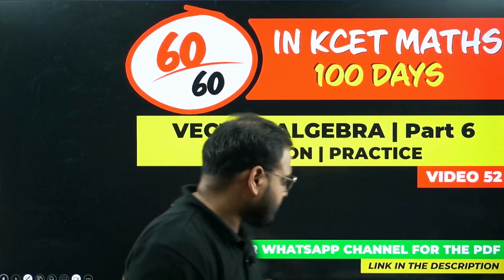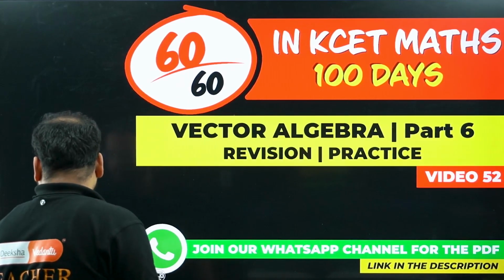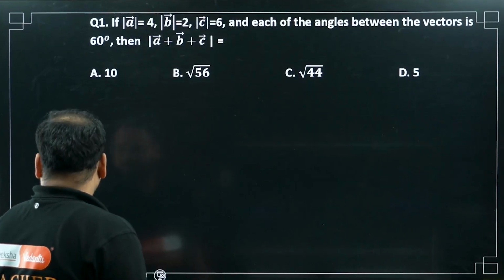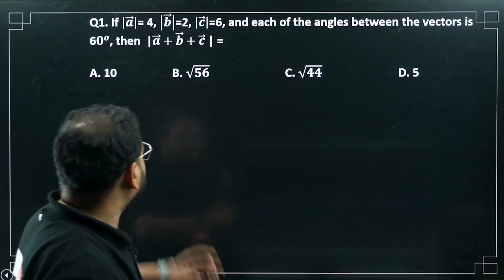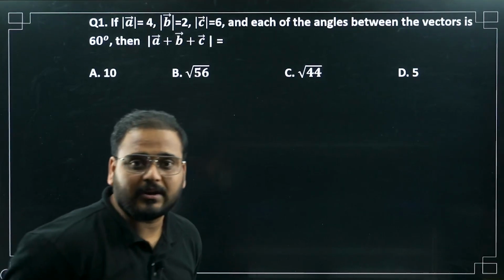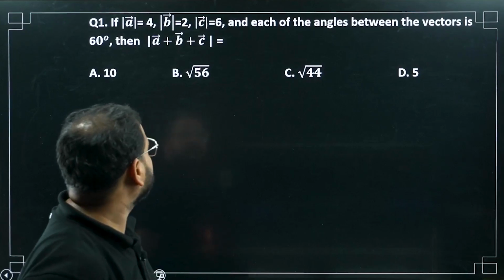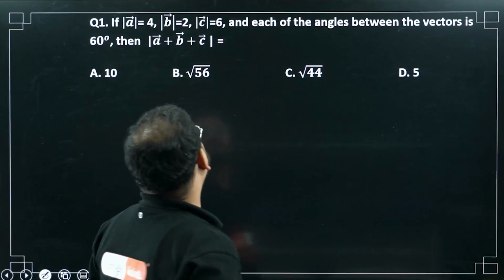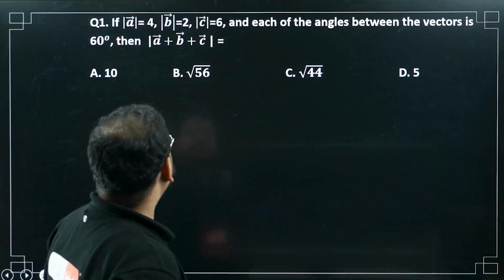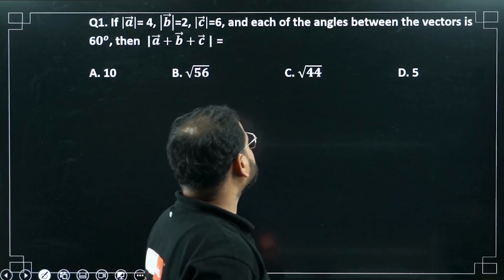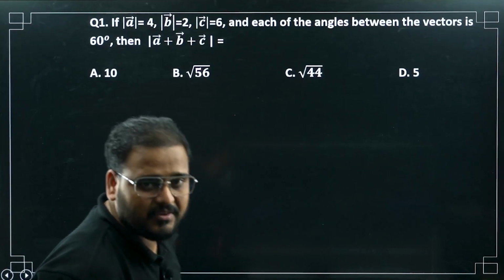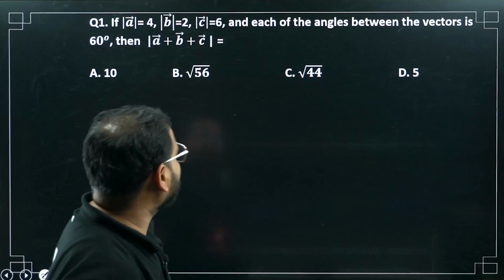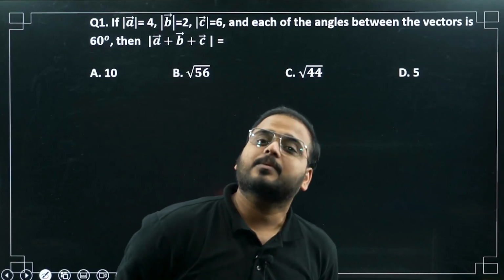Okay, so starting the first question. Question number 1: if the modulus of vector A is 4, the modulus of vector B is 2, the modulus of vector C is 6, and each of the angles between the vectors is 60 degrees, then find the modulus of vector A plus vector B plus vector C.